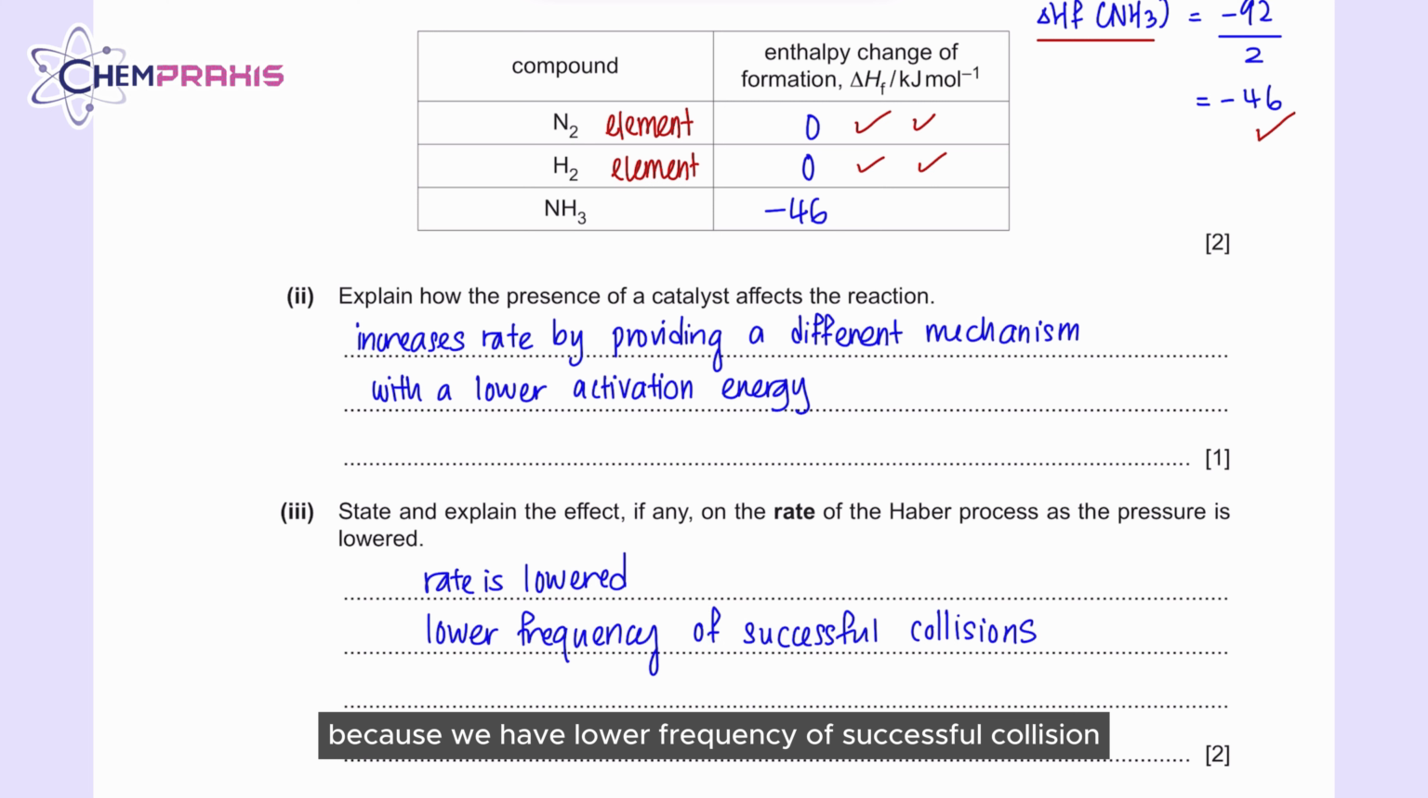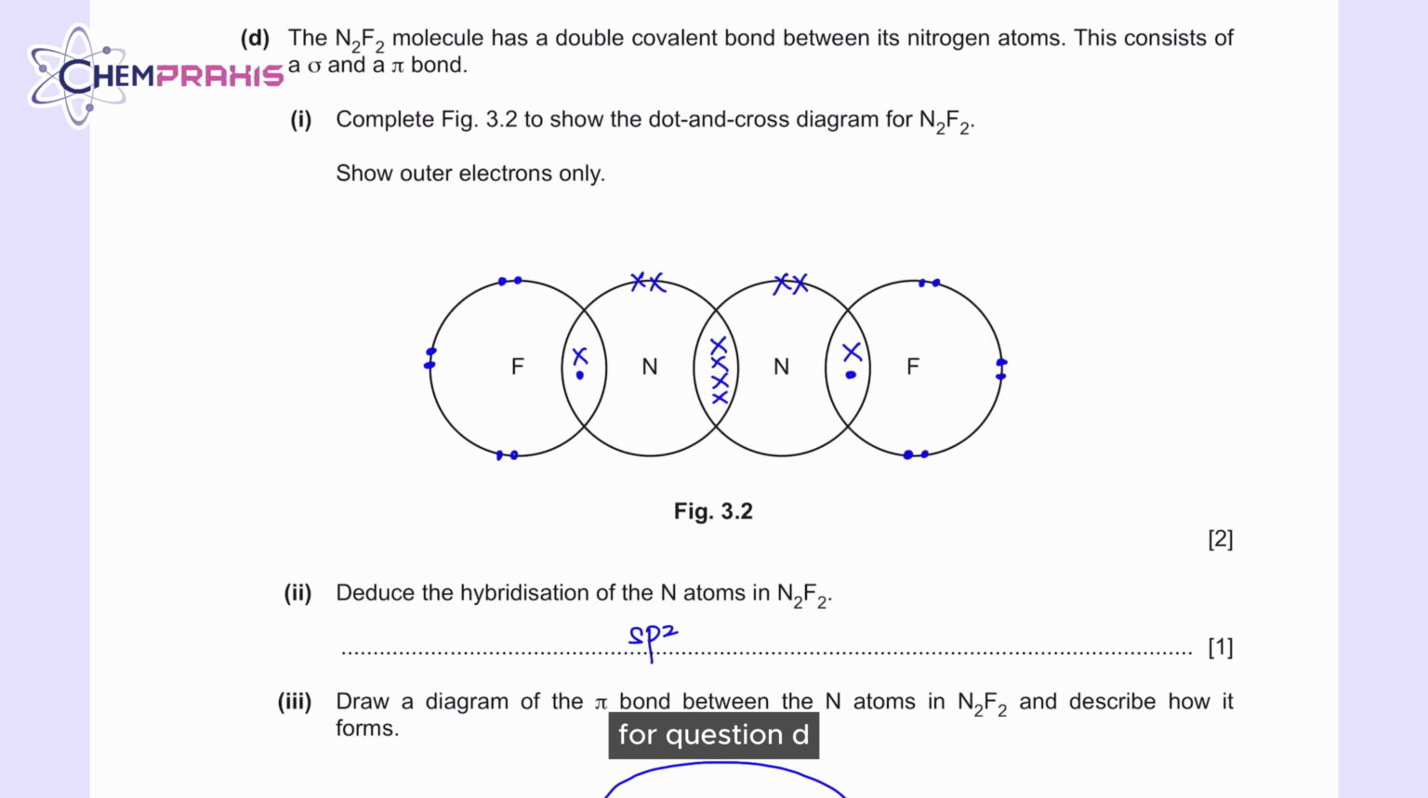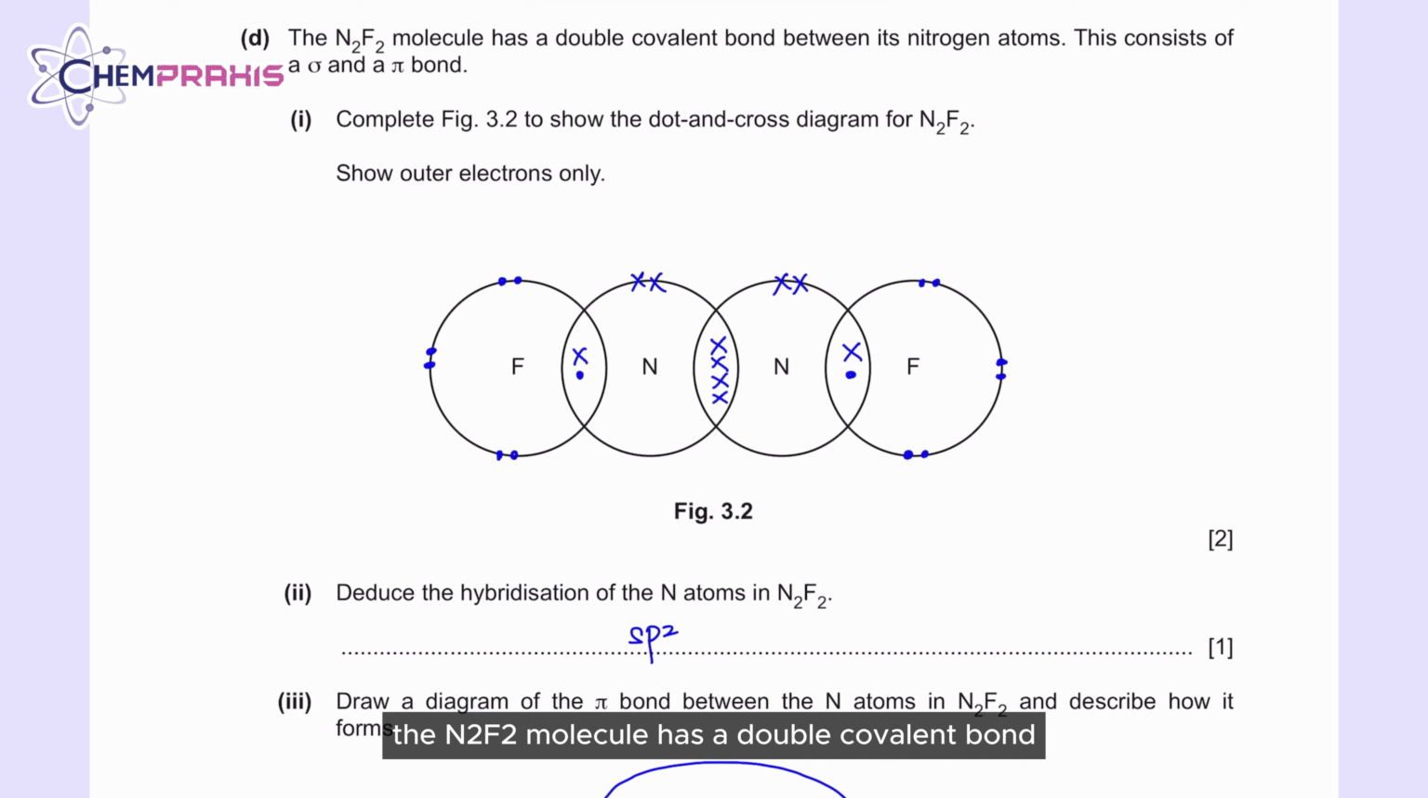For question D, the N2F2 molecule has a double covalent bond between its nitrogen atoms. This consists of a sigma and a pi bond, which means that it is a double bond.